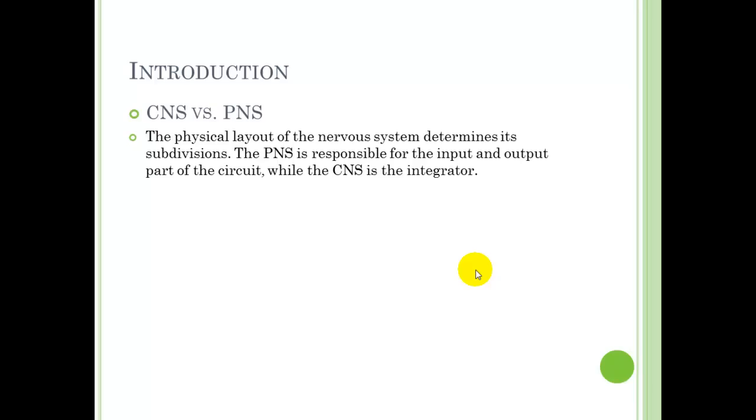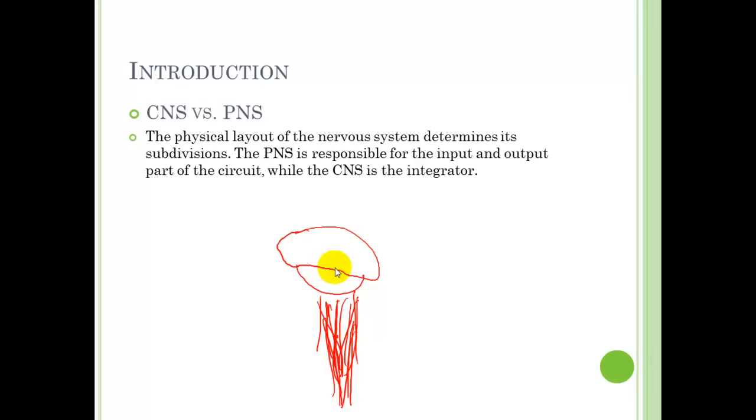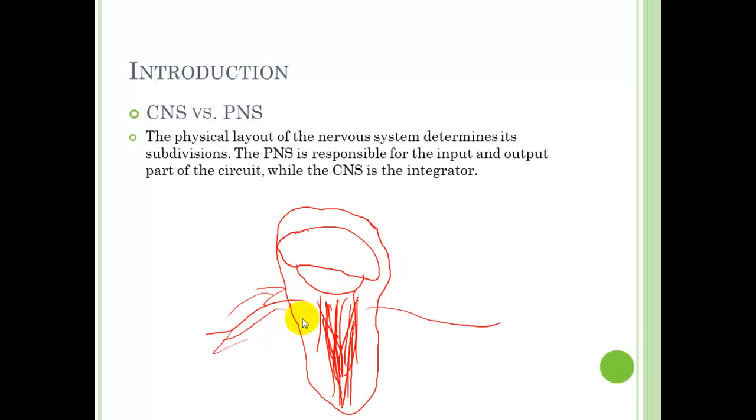CNS versus the PNS. The central nervous system is essentially the brain and spinal column. Not drawn to size or scale. Brain, spinal column here. And the peripheral nervous system is responsible for the input. So whenever we look at this, we have the peripheral nervous system out here that is either controlling the organs or getting information coming in, sensory, or sending information to do a specific task, and the central nervous system is essentially running the entire operation.